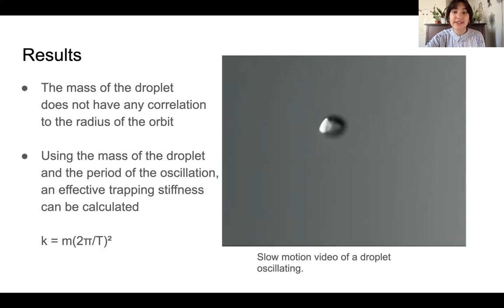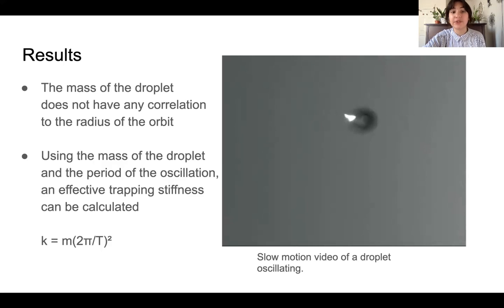The effective trapping stiffness values are determined from the expression K equals the mass times (2π over the period) squared. We find that in the horizontal direction, the trapping stiffness is approximately 0.23 times 10 to the negative 3 newtons per meter, while the trapping stiffness in the vertical direction is 8.2 times 10 to the negative 3 newtons per meter.